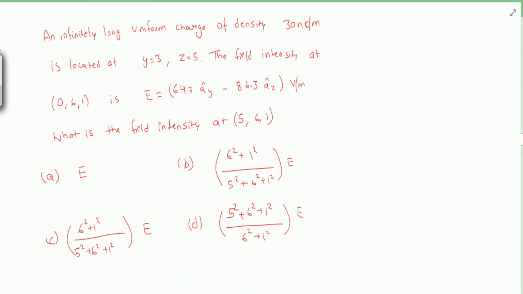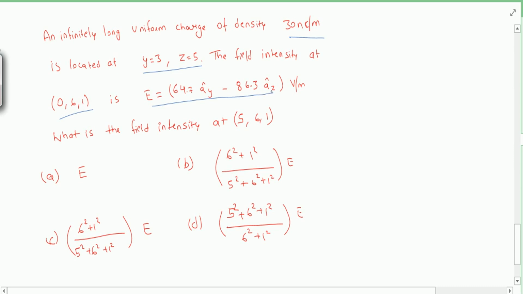Let us see our next question. Here, an infinitely long uniform line charge of density 30 nanocoulomb per meter is located at y equals 3, z equals 5. The field intensity at (0, 6, 1) is given as E. So what is the electric field intensity at this other location in terms of this value? You have to give the answer in terms of E from these options.